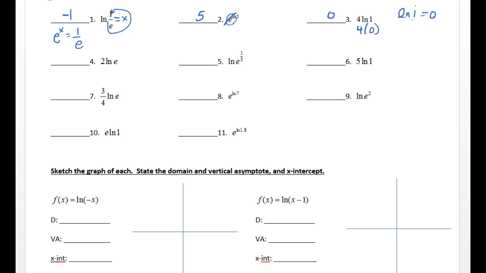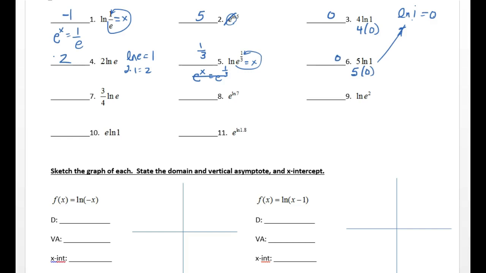Done. 2 times the natural log of e. Well, we said earlier that the natural log of e is equal to 1. So this is 2 times 1, which is just 2. Natural log of e raised to the 1/3 power. Okay, so think about what this is asking. Don't get tricked by this. This is saying e to what power is e to the 1/3? Well, it's just 1/3. Okay. 5 times the natural log of 1. Natural log of 1, back to the same rule we just talked about, is 0.